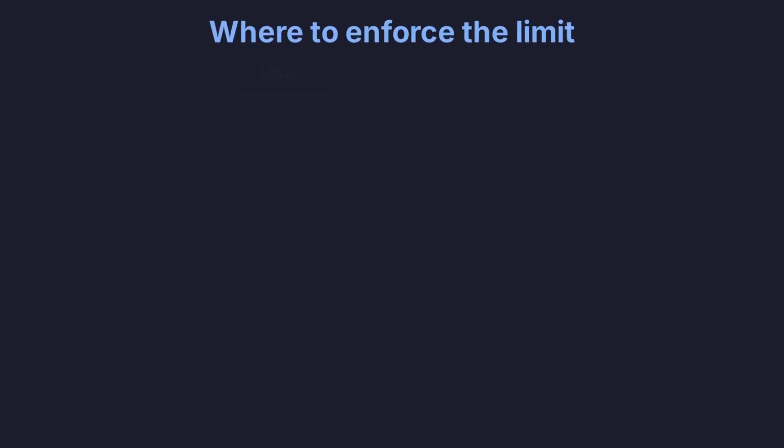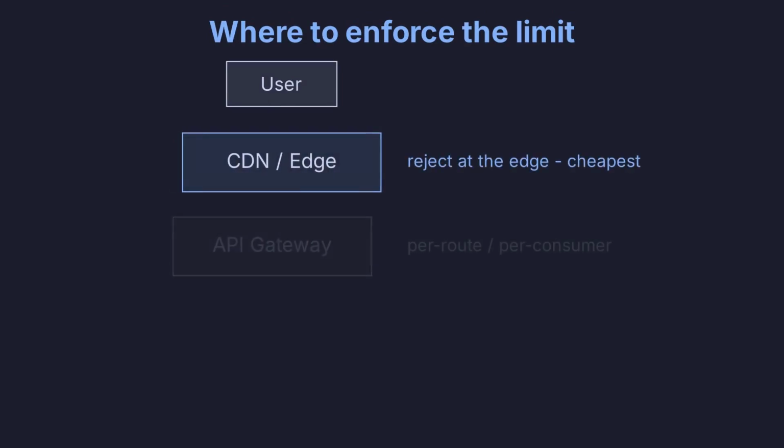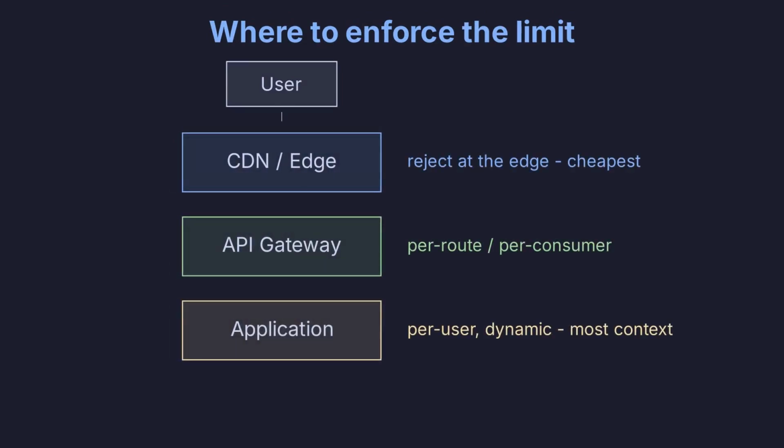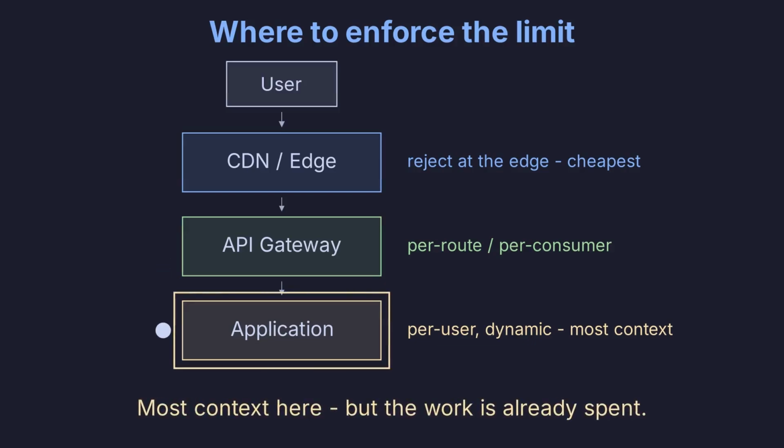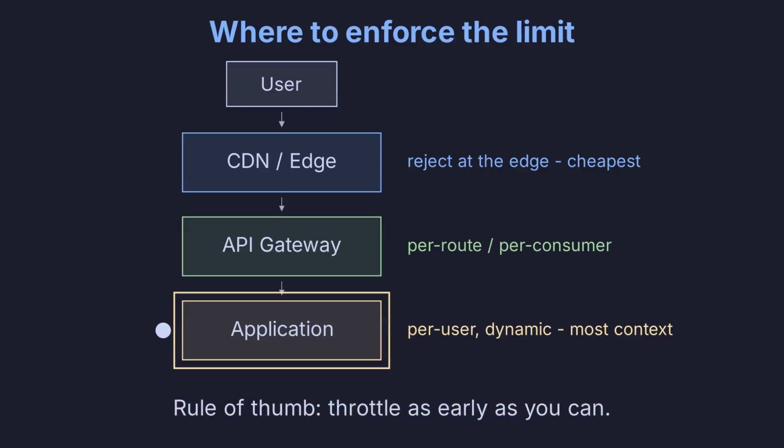Where you enforce the limit matters. At the edge, a CDN can reject requests before they even hit your infrastructure. An API gateway can do per route or per consumer limits. Inside the application, you have the most context. You can do per user, per endpoint, and even dynamic limits. But you also waste server resources if you're already under load. The earlier you throttle, the better.